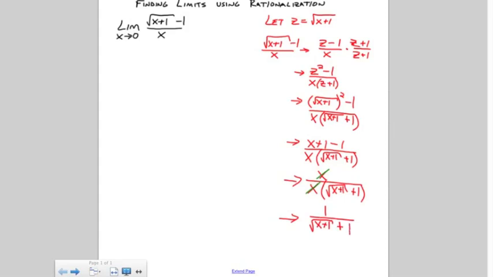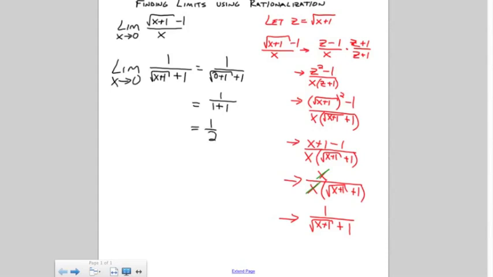But now, as x approaches 0, we go back up to our limit up here. We know this is now an equivalent function, 1 over the square root of x plus 1 plus 1. So as x approaches 0, we're going to have 1 over the square root of 0 plus 1 plus 1, which is 1 over 1 plus 1, which is 1/2.